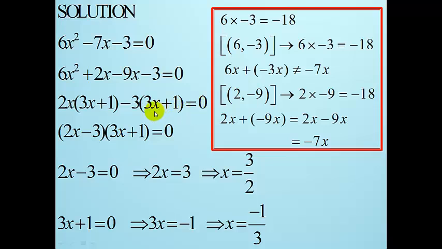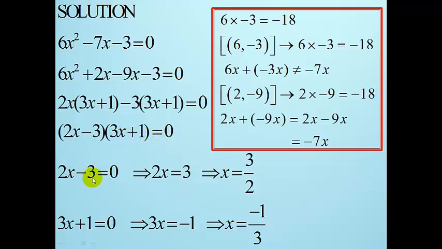Now let's consider the terms outside the bracket. We have 2x minus 3, so we maintain it in one bracket. Then since the brackets are the same, we also maintain one. So we have 2x minus 3 times 3x plus 1 is equal to 0. So this means that 2x minus 3 is equal to 0, and also 3x plus 1 is equal to 0.